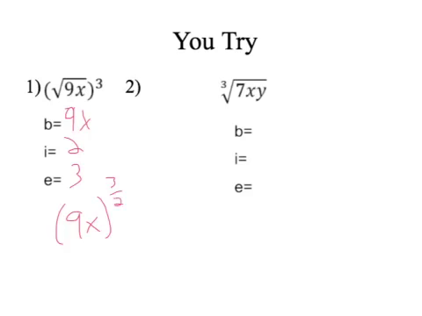And for number 2, base 7xy, keep it in parentheses. My index is 3. There's no exponent given, so it's an understood 1. So once again, parentheses 7xy, have your base always in parentheses, and my fraction would be 1 over 3, exponent over index.